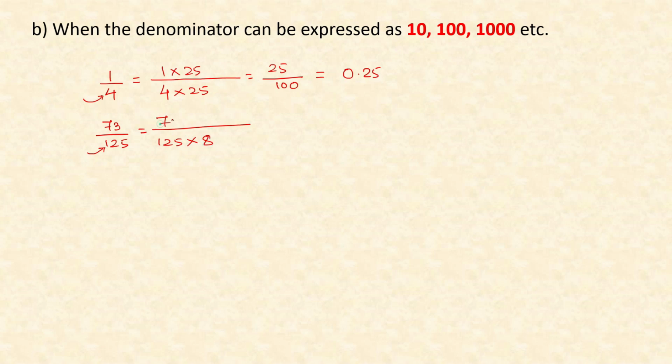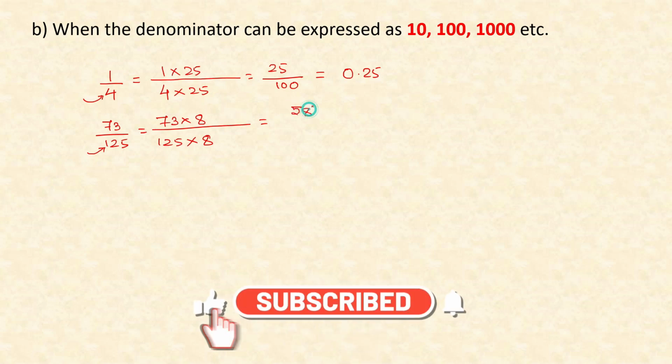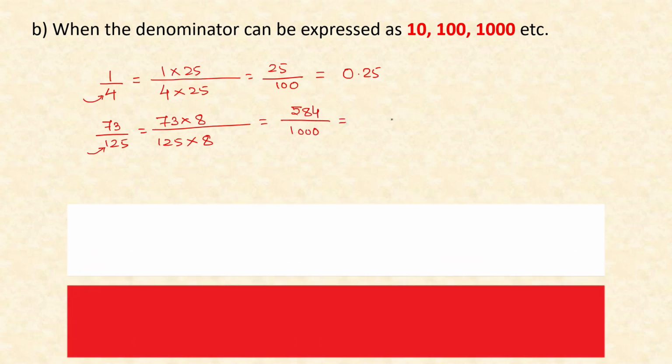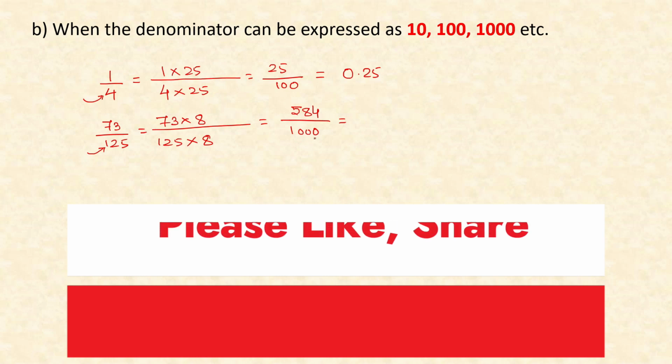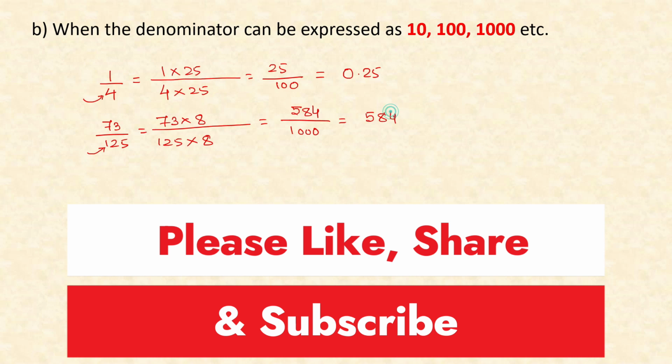The same multiplication I need to do in the numerator. So, if I multiply 73 by 8, it will become 584 and the denominator is 1000. So, how will we convert into the decimal fraction? As we know that there are 3 zeros, then we have to count the digits from the right hand side 3 times, means this is 1, this is 2, this is 3 and we need to put a decimal point here. So, the answer is 0.584.